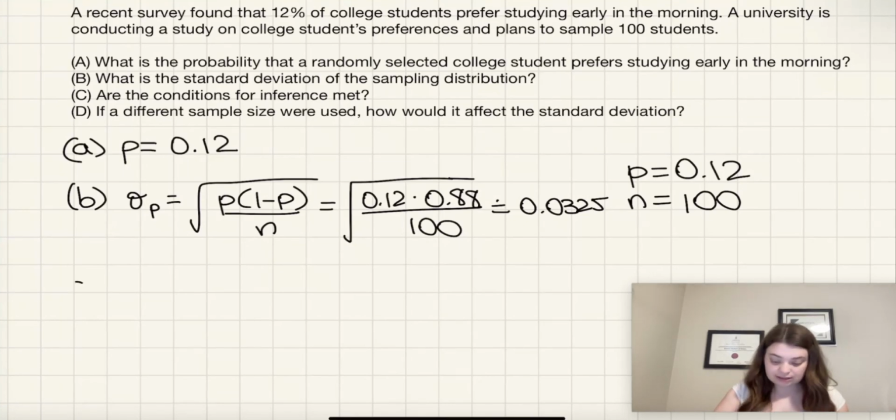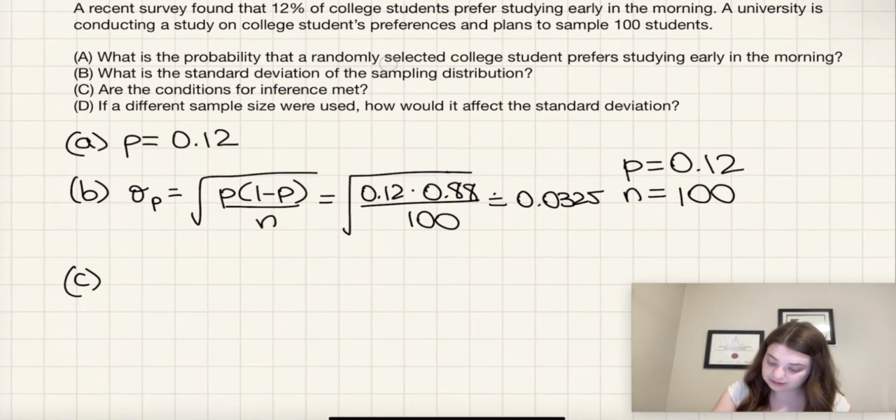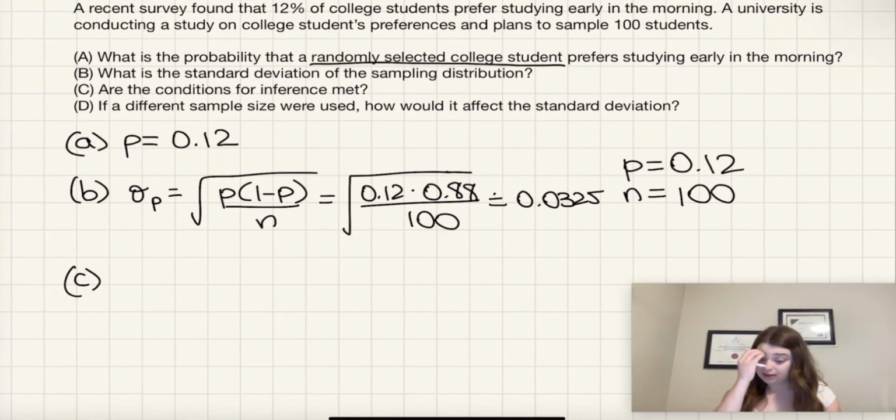So the first one is randomness. So were the people in the study randomly selected? Well, I would say yes, absolutely. Because here notice that in part A it mentioned a randomly selected college student. And so that is suggesting to me that the university is going to randomly sample. I would also hope the university randomly sampled and didn't do a bad sampling method. Otherwise, that wouldn't really be a very good study at all. So I would hope so.